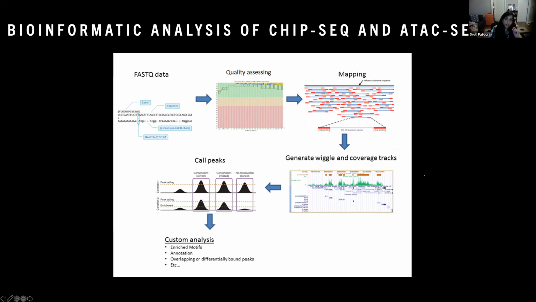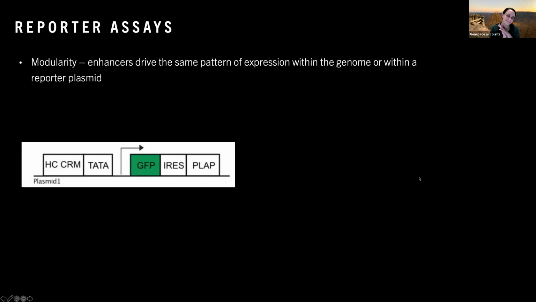Yes, and speaking of functional assays, one of the most popular ways to look for the function of a potential enhancer is with a reporter assay. And so now we're taking advantage of this property of modularity. An enhancer is going to drive the same pattern of expression within the genome as it would in a reporter plasmid.